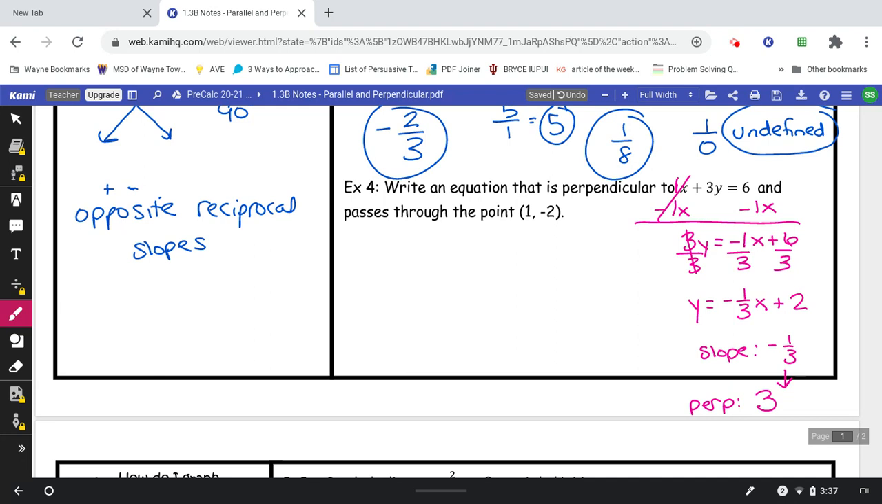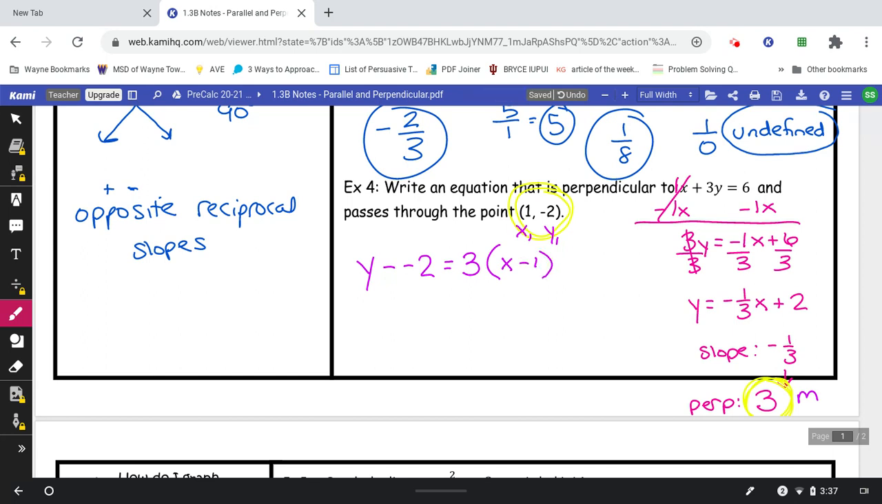When we do our equation, we have to make sure that we are using the 3 as our slope, as well as the 1, -2, as our x1 and y1. So x1, y1, and our m. Plug this into point slope form. Y minus -2. Use your perpendicular slope that we changed from -1/3 to 3. X minus 1.